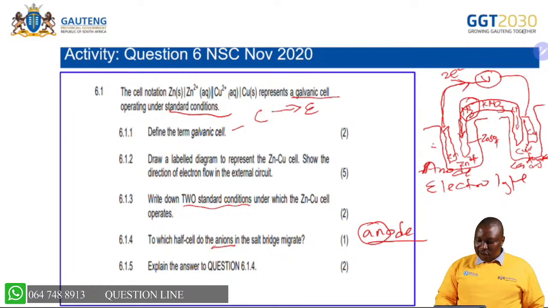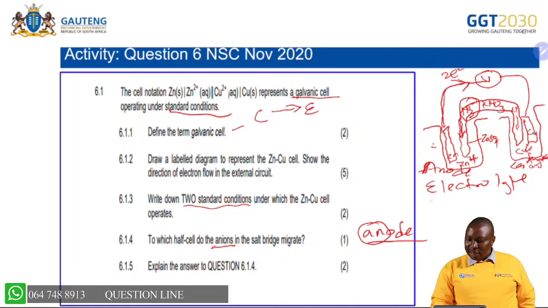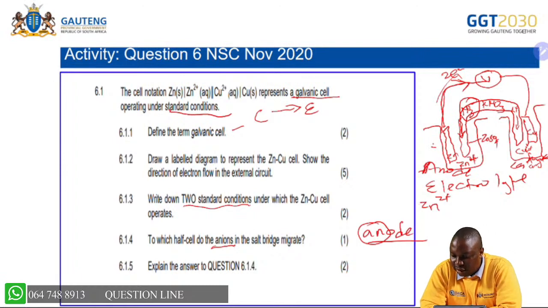Explain your answer to question 6.1.4. So you have to explain why you are saying that will happen. Why are you saying that the anions will move to the anode? So you got to be able to indicate that we are having here the zinc 2 plus. Remember, we said as the zinc loses electrons, the concentration of zinc 2 plus will increase. So as the concentration increases, the nitrate ions are coming to neutralize these ones by forming your zinc nitrate solution there. So you got to know that the nitrate ions will come and neutralize the positives that we're having.